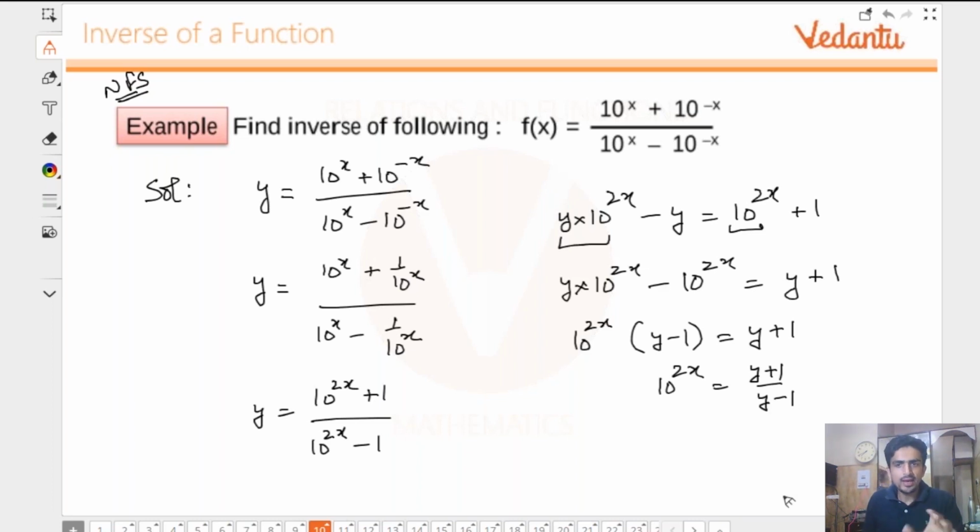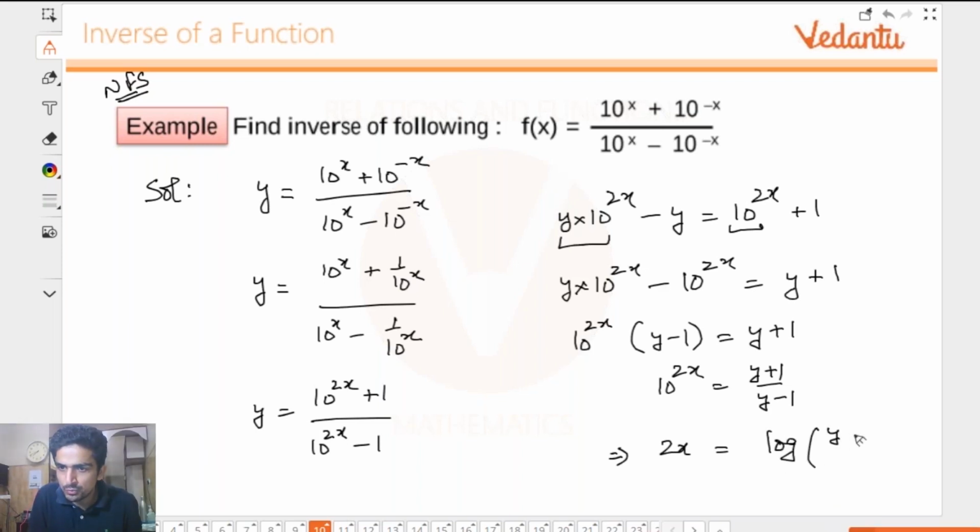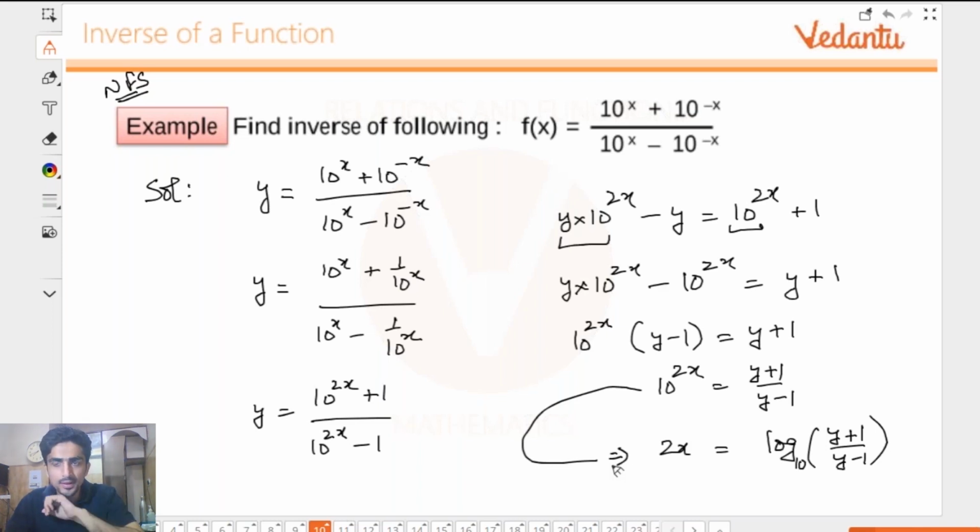Now if you have even a little knowledge of log, then you should be able to understand that from here we can say 2x is log of y plus 1 upon y minus 1 to the base 10. If anybody has doubt in this step, please let me know. Very good. Okay, got it.